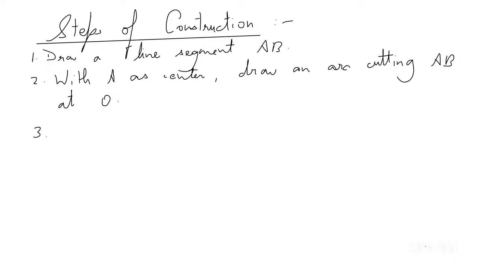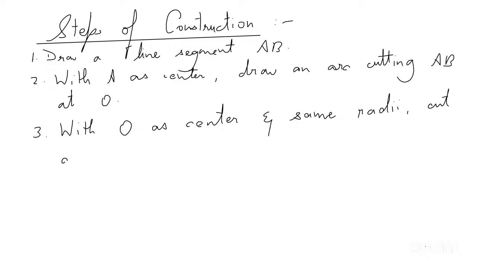Now, with O as center, and same radii, meaning the same distance you will open the compass, cut an arc, cutting the previous one, cutting the first arc at C. You will name this point C.